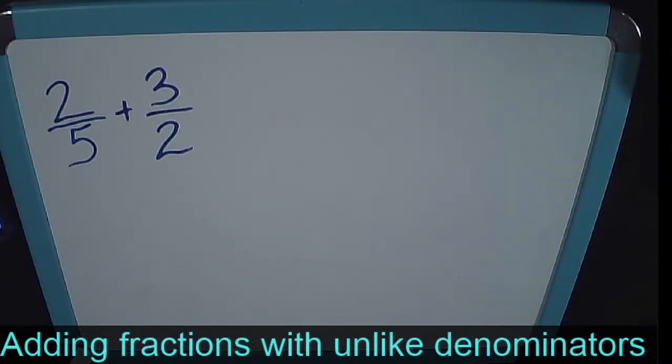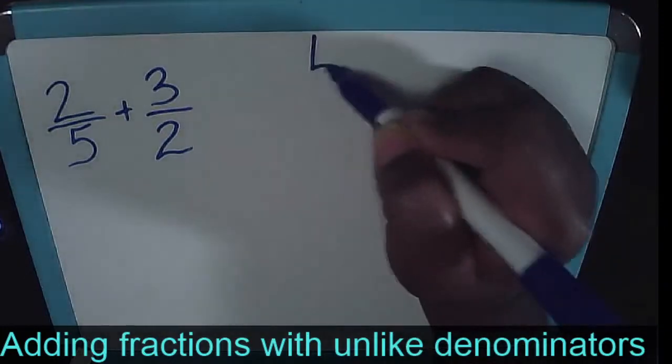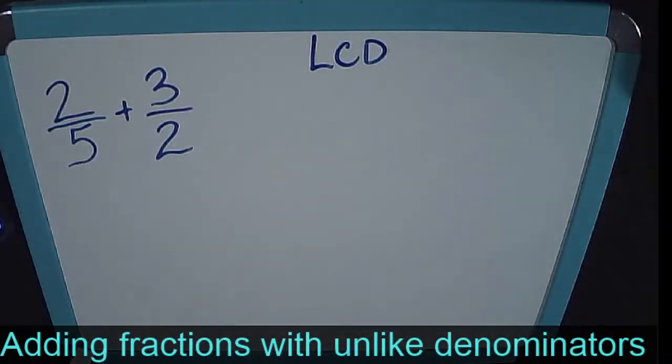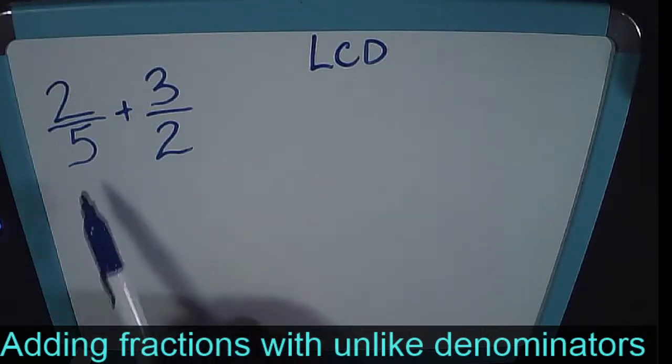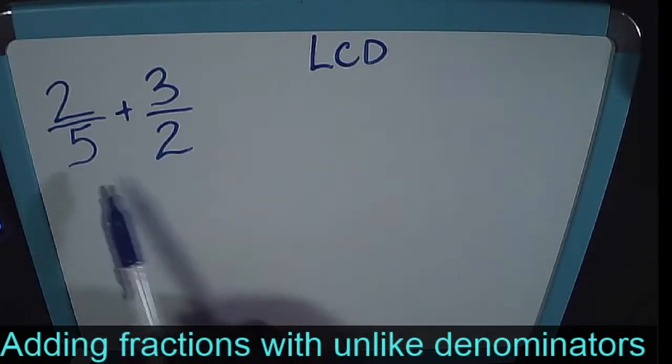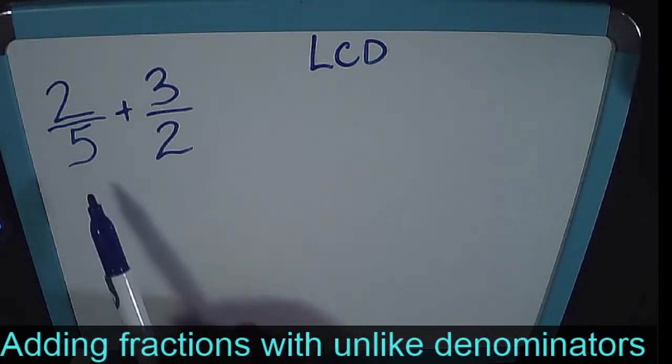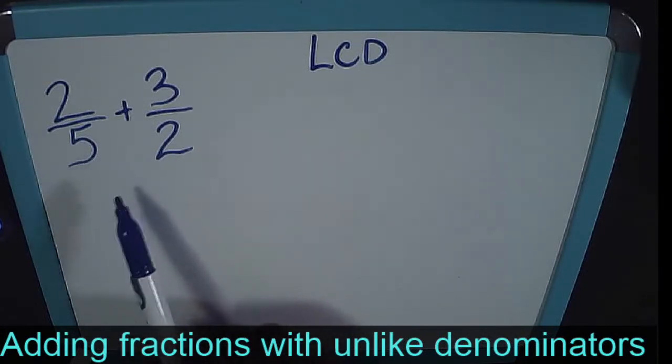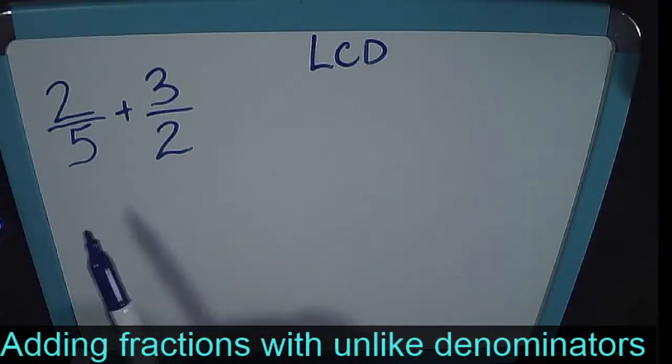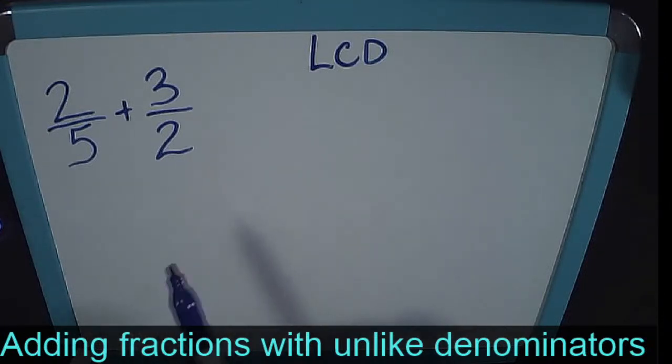Back in the day when I was in elementary school, we talked about the LCD, which is the least common denominator. You do have to find the least common denominator, and there's a couple of ways to do this. When you look at the numbers in the denominators, we used to multiply them both together, and that would be your least common denominator. But sometimes that's not it. Sometimes you have to go about it a different way.